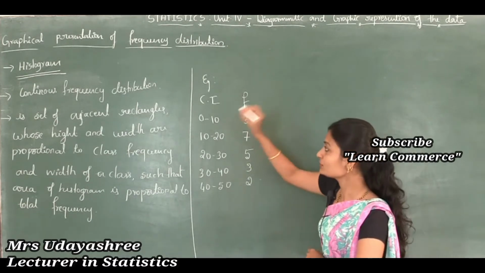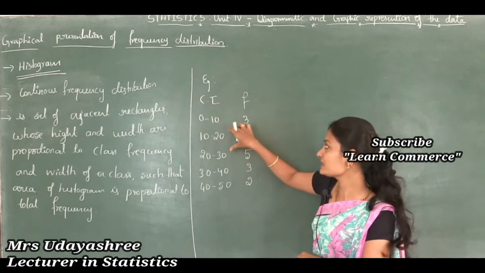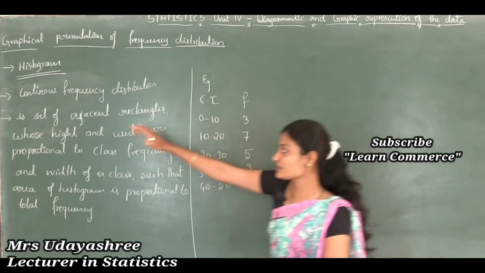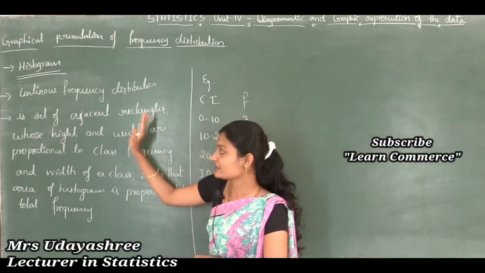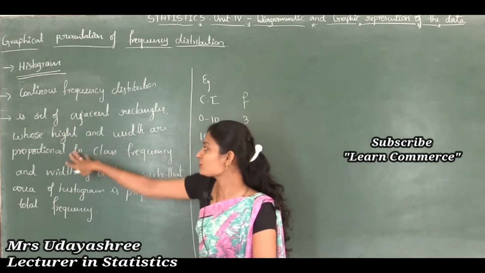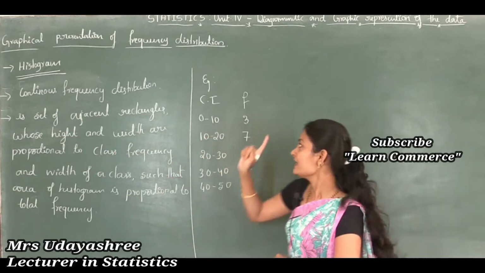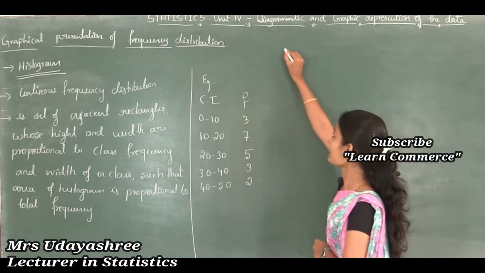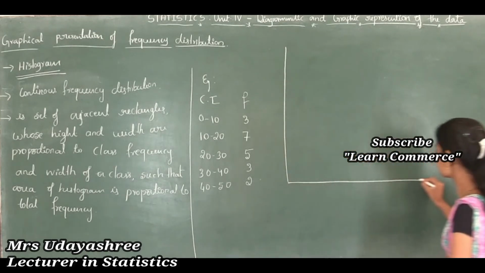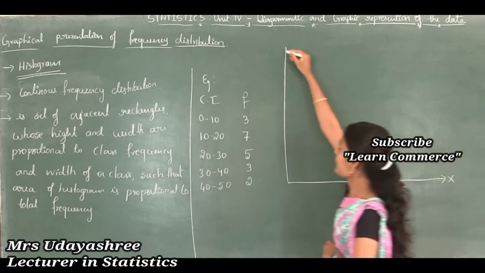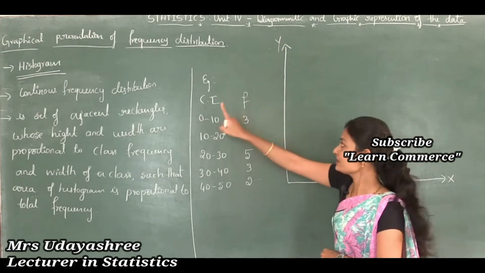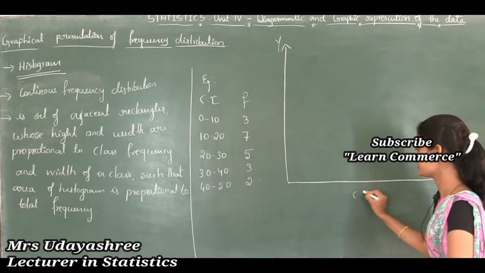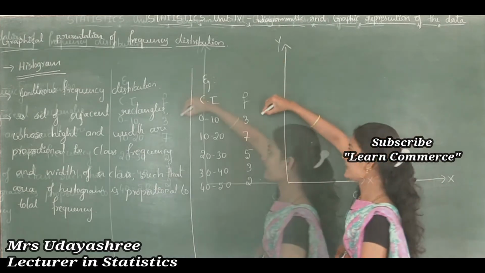Then how to draw a histogram using this frequency distribution? See the definition of histogram: a set of adjacent rectangles whose height and width are proportional to class frequency. So class interval is along the x-axis and frequency along the y-axis. So the graph is like this. This is the x-axis and this is the y-axis. Here I will write class interval along the x-axis and frequency along the y-axis.